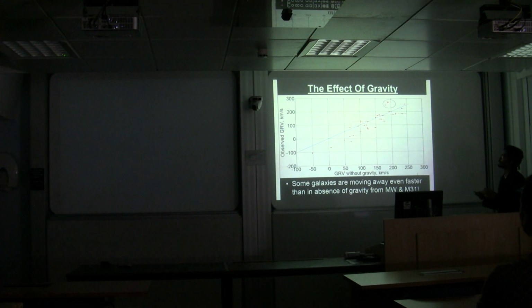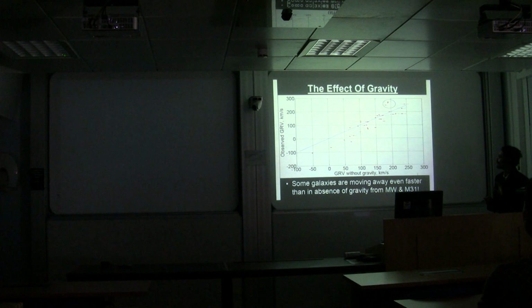What you see then, if we remove the effect of gravity altogether and just found out what happens in a homogeneous universe, then you get a model prediction. So this is a very bad model, but it's a model, and the observed radial velocity up here. So again, the line of equality, but you see some galaxies which are above it. So some galaxies are flying away even faster than if there wasn't gravity from the Milky Way and Andromeda. So this is slightly weird. We'll come later on to why that might be.